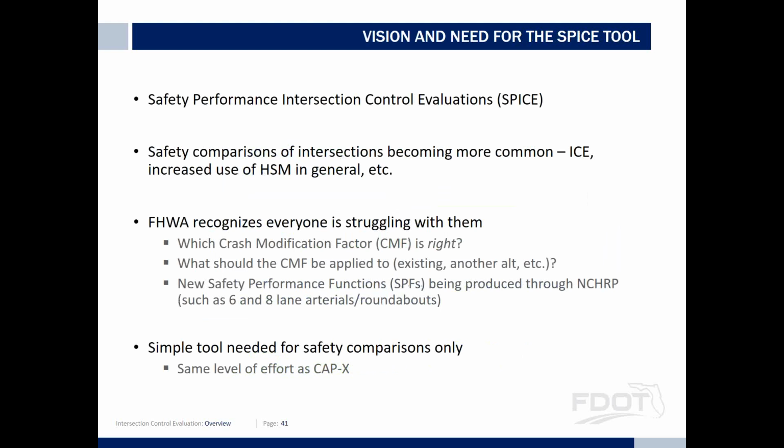Again, the vision and need for this tool: we are comparing intersection types for safety purposes and how they perform safety-wise. We'll go into the different types of performance, whether there is a crash modification factor or safety performance function. This is the area where you're going to use either your experience or your training from the Highway Safety Manual using this tool.